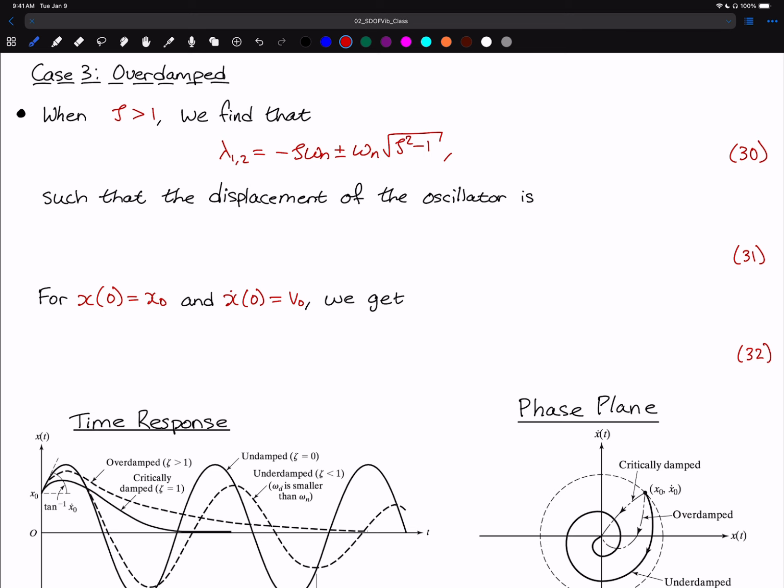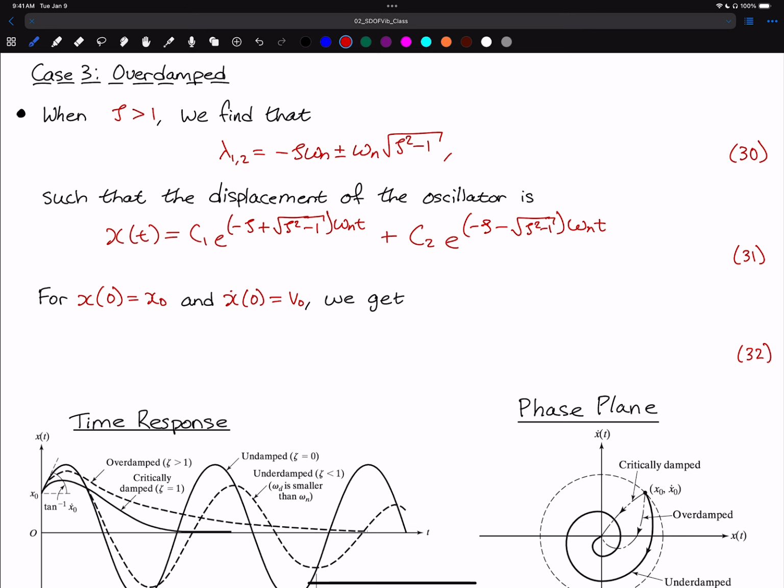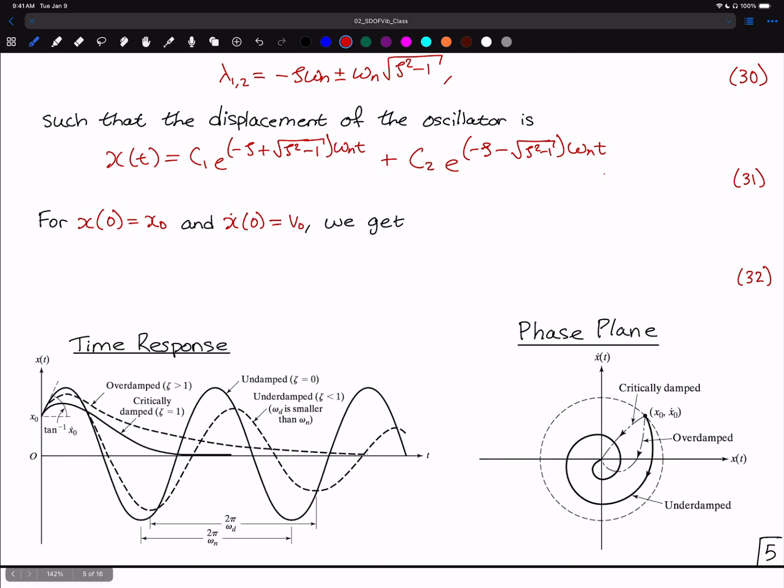And then we're going to find that our displacement will be x of t equal to a constant big C1 times e raised to the minus zeta plus the square root of zeta squared minus 1, times all that times omega n t, plus a constant C2 e to the minus zeta minus the square root of zeta squared minus 1 times omega n t. That's our solution.